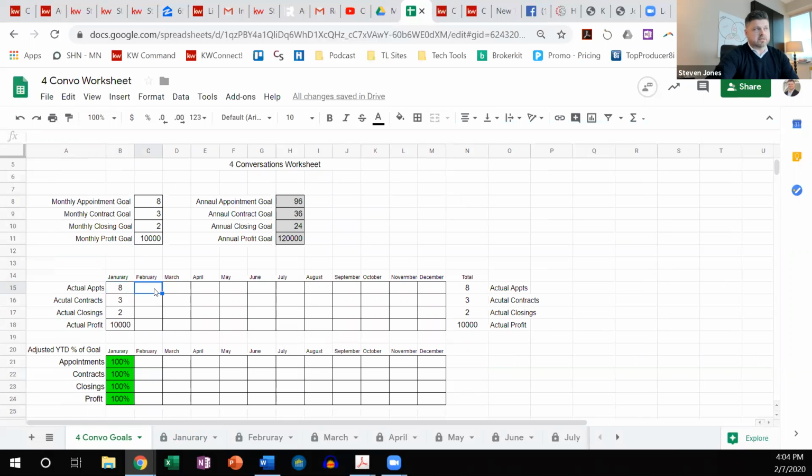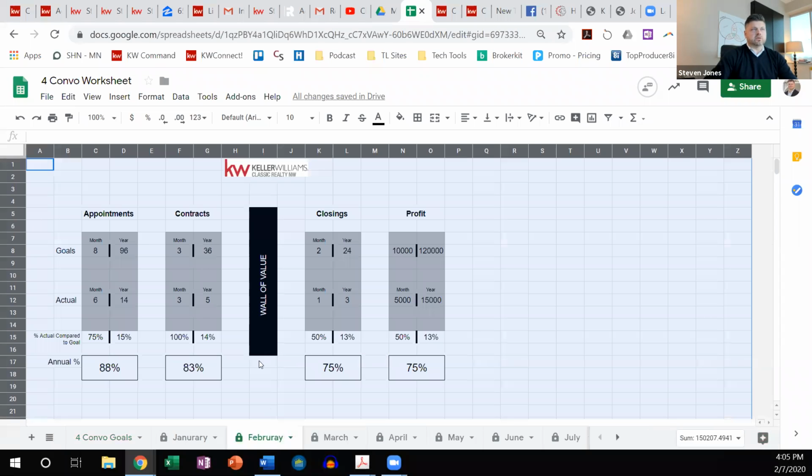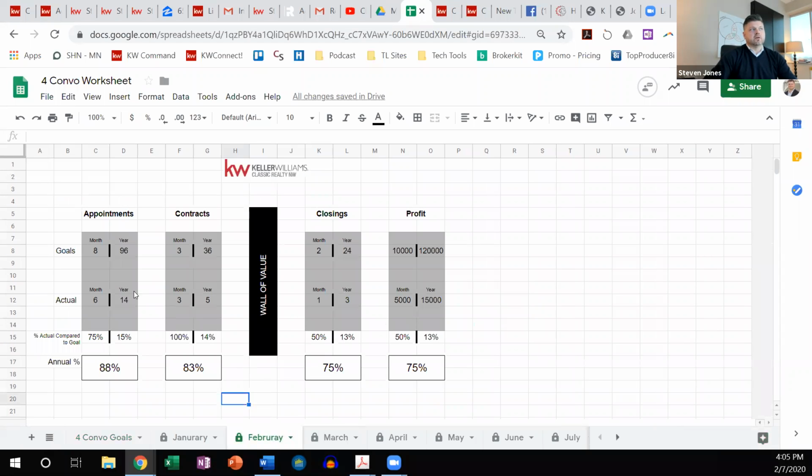Now, let's move forward to February, that way you can see a side-by-side comparison. Let's say we did 6 appointments, we did 2 contracts, 1 closing, and our profit was $5,000. Now you're going to see how the percentages start to show up relative to what our goal is for the year. So if I go to February, for the appointments, we did 6 appointments and our goal was 8. So we're at 75% for the month and we're at 15% for the year. But annualized, we're at 88%.